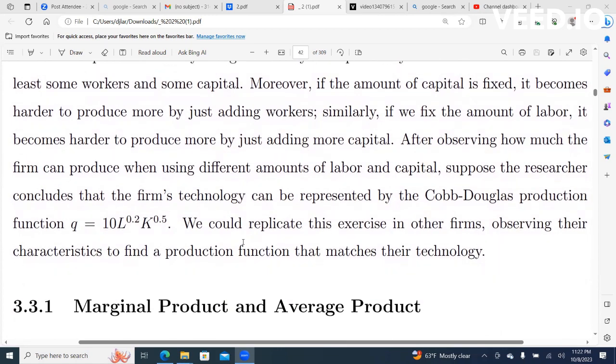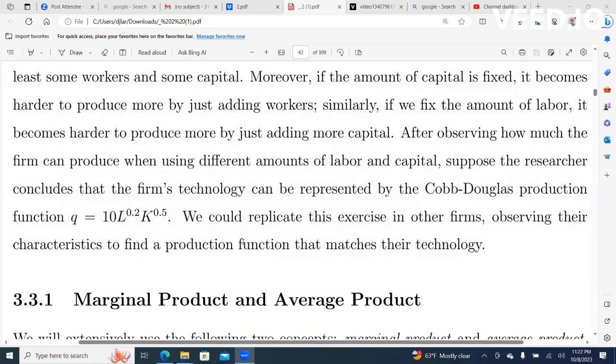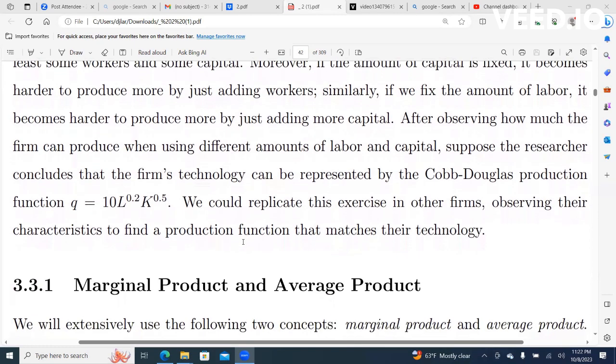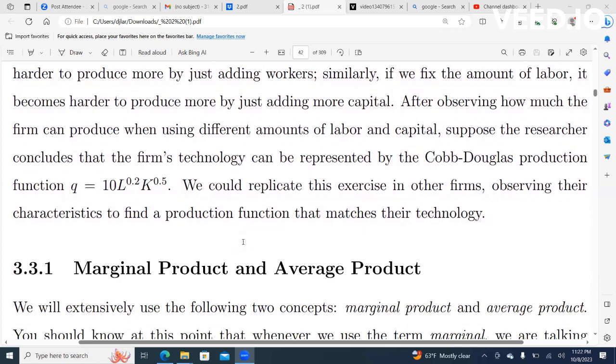After observing how much the firm can produce when using different amounts of labor and capital, suppose the researcher concludes that the firm's technology can be represented by the Cobb-Douglas production function. So now we see where chapter 2 was leading. We have linear and all that, but the Cobb-Douglas, I think, is by far the most important in the book. And there we have it.